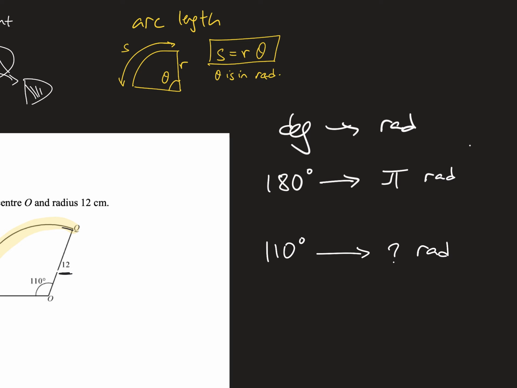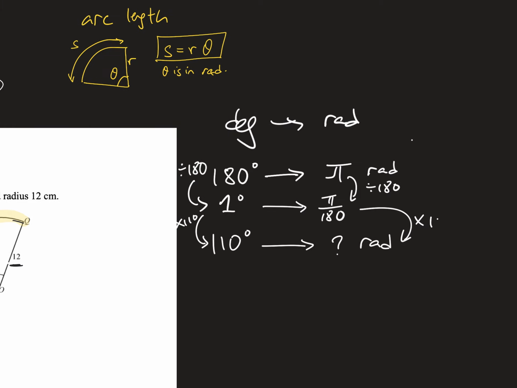How do we get from here to here? Well, since I'm converting from 110 degrees, what I know to do is use ratio. Let me find 1 degree first. Let me divide by 180 to get 1 degree. Of course, on the right hand side, I also divide by 180, and what I get is pi over 180. And then from here to here, I just multiply by 110, and so from here to here, I also multiply by 110.